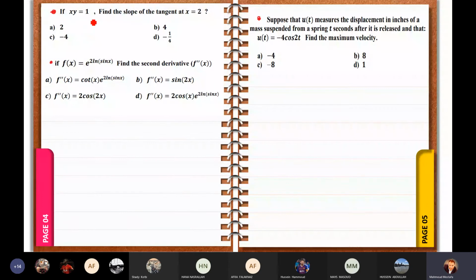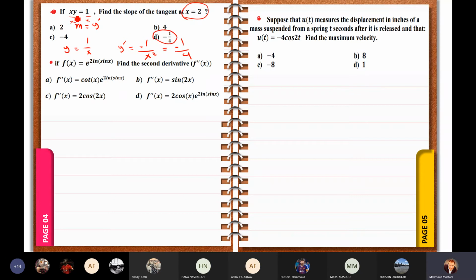If x multiply y equals 1, find the slope of the tangent at x equals 2. Slope of the tangent means what? Derivative, yes. How to derive? I prefer to put y on one side and divide by x both sides. So y is equal to 1 over x. It means y prime will be -1 over x squared. Correct? At x equals what? 2. So -1 over 2 squared, -1 over 4.